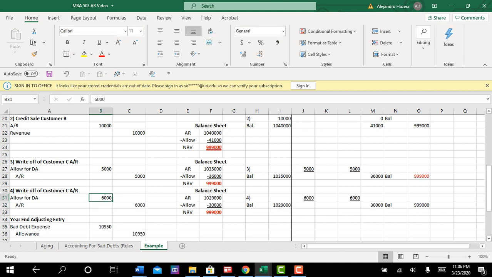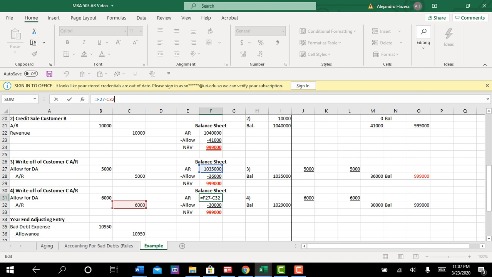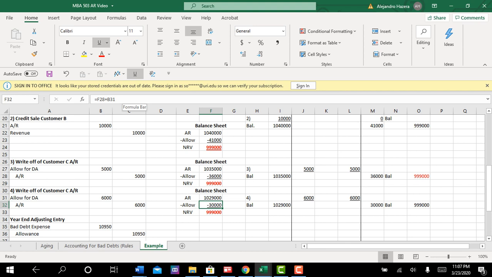Okay, so here's what we got. We've got the same basic result as before, the same basic ideas. I'm just doing it a second time to emphasize this. Okay, so what has happened is we've taken 6 out of the allowance for doubtful accounts, and we've taken 6 out of accounts receivable. Your new accounts receivable balance is your previous 1035 less that 6,000. So you now have 1029.